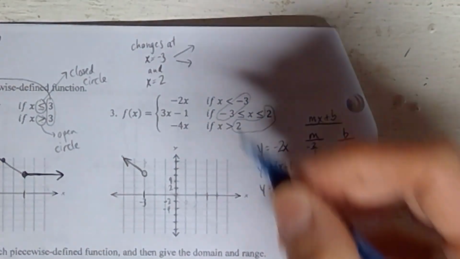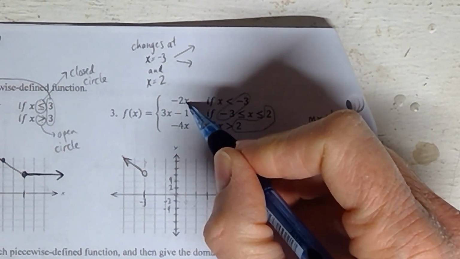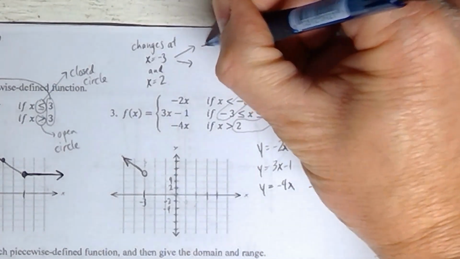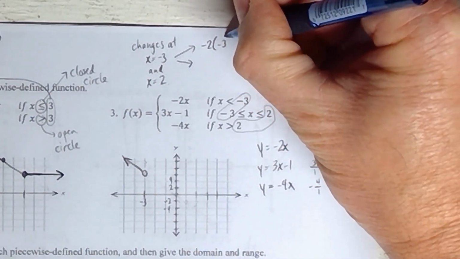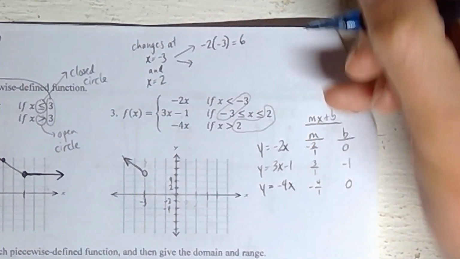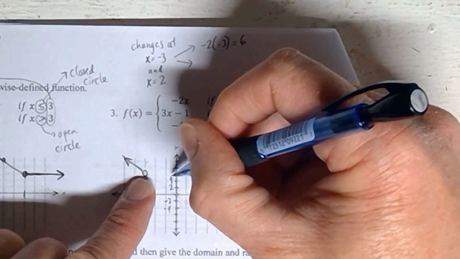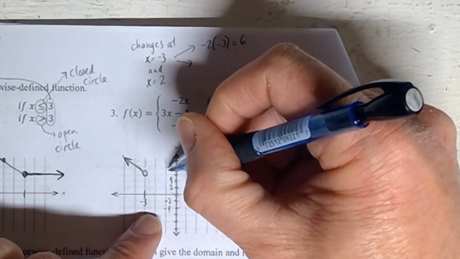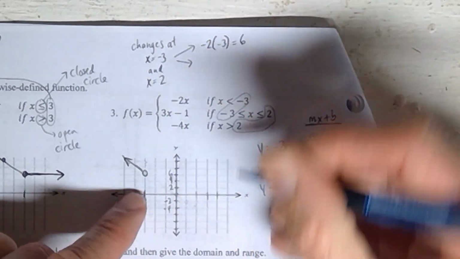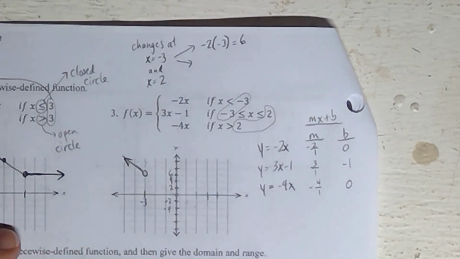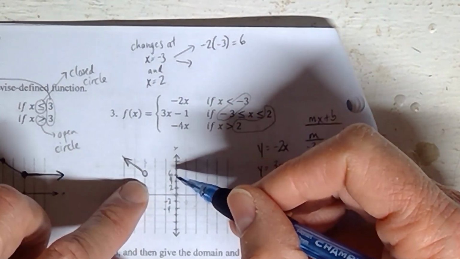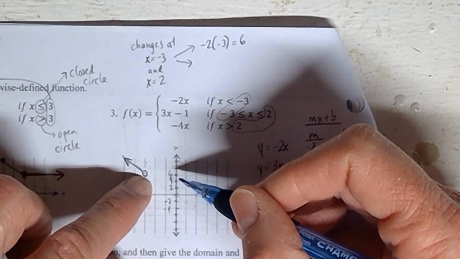So if I plug in -3 into the first formula here, I'm going to get -2 times 3, or pardon me, times -3, and that is equal to 6. Is that the y value right here, you guys? It is, okay? That open circle is at y equal to 6, so we graphed it correctly. If we didn't, then we can slightly adjust it, okay? But we did it correctly there.